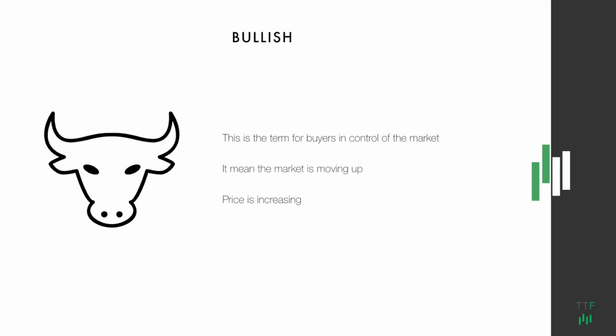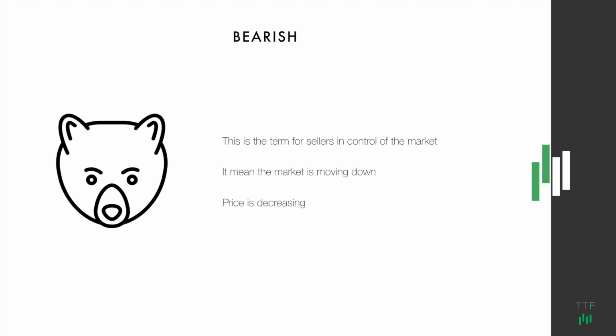We then have the terms such as bullish, bearish. Bullish is just a term for a market that's moving upwards. The price is increasing and there's buyers controlling that market. So when we say the market is currently bullish, it means the market is going up. If we're saying that we're bullish on this market, it means we believe the market is going to go up and the price will increase.